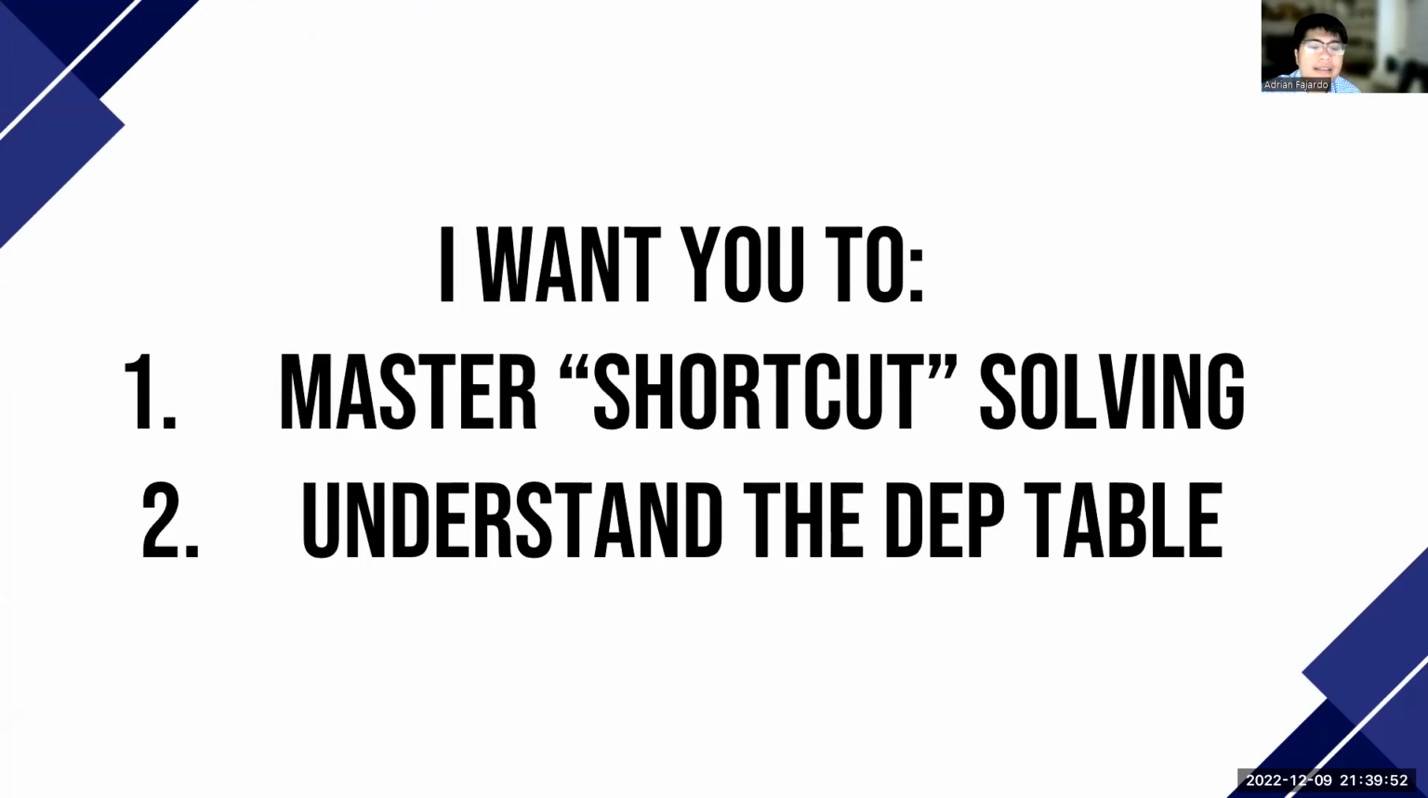Please, I want you to master the shortcut way of solving, particularly for straight line. There's a shortcut way of solving for straight line and units of activity. See, declining balance, it's just table format all the way. But for the 2, I want you to master the shortcut solving. I'll show you later. And then, the second is I want you to understand the depreciation table.